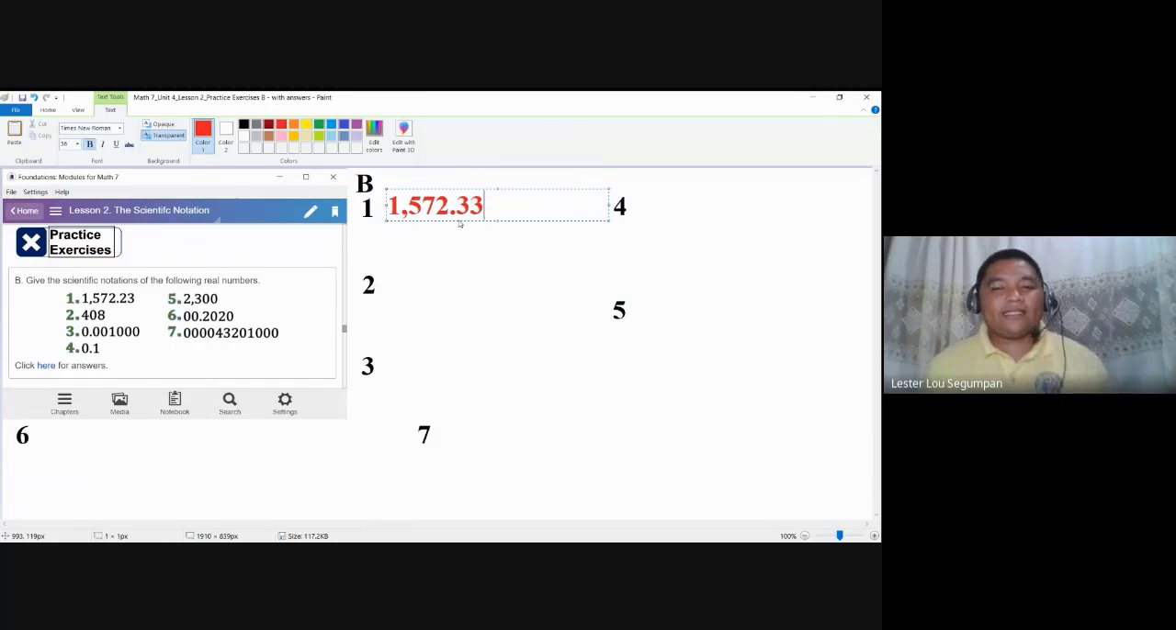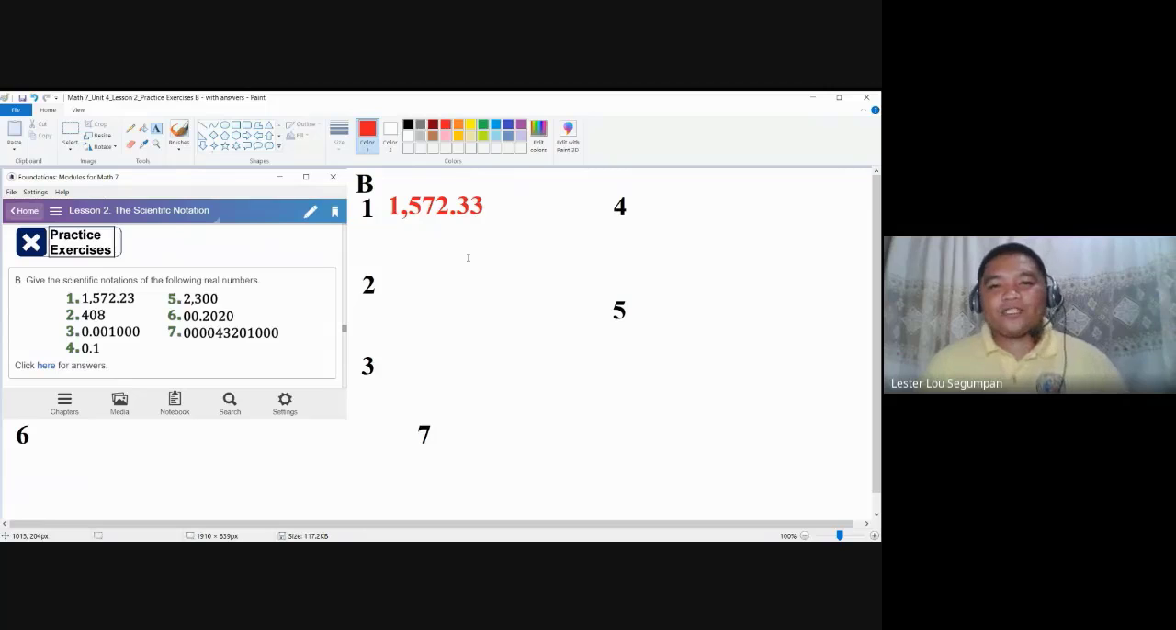Before we write it in scientific notation, we need to determine first the number of significant figures or significant digits. Since all of the digits here are non-zero, all of the digits here are significant. Therefore, we have here six significant digits or significant figures. The purpose again of identifying significant digits is for us to be guided that when we write out this number in its scientific notation, it should also contain six significant figures.